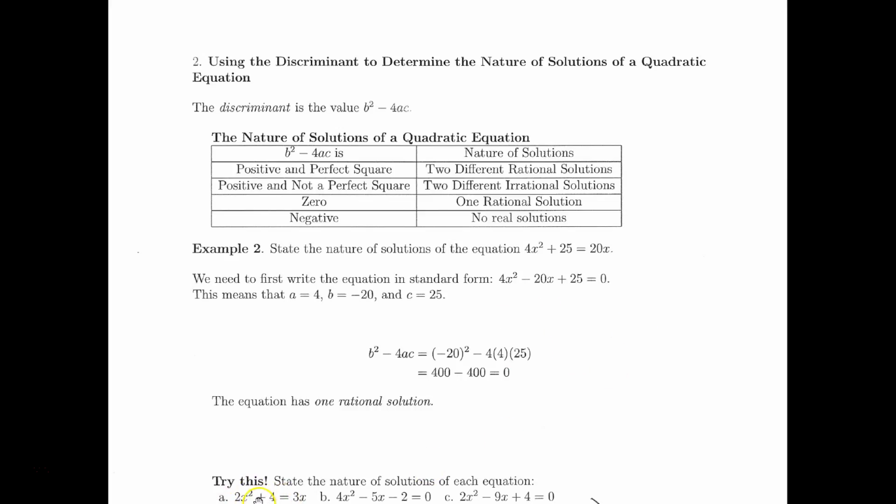So try stating the nature of the solutions of each of the 3 equations in the try this exercise. Pause the video and then come back and check your work.